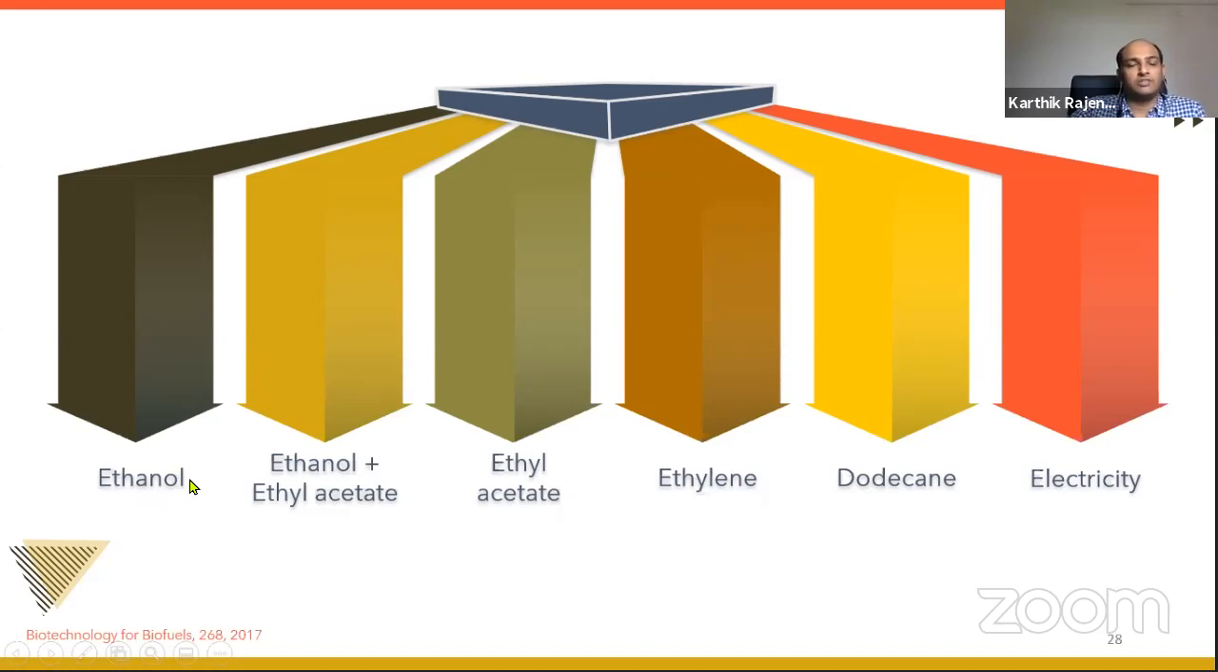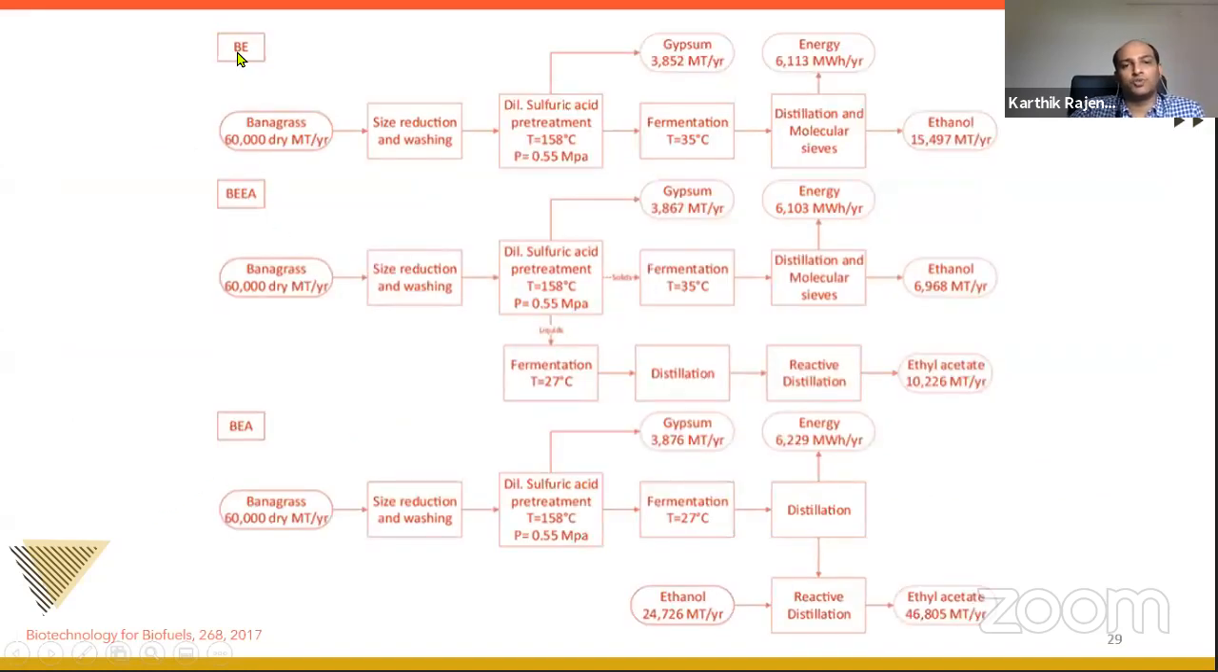If you see the first letter, for example, B corresponds to banana grass, and E corresponds to ethanol. So BEA is banana grass, ethanol, and ethyl acetate production. And similarly, we have BA, which is only ethyl acetate. If you are using 60,000 dry metric tons of banana grass, you end up with around 15,000 metric tons of ethanol and some energy and gypsum as a byproduct. And if you are using ethyl acetate, then the majority enters into the ethyl acetate of 10,000 tons, whereas ethanol production is quite less.